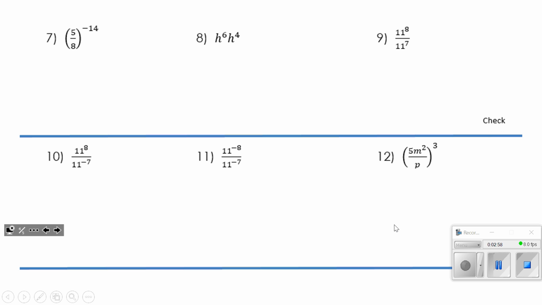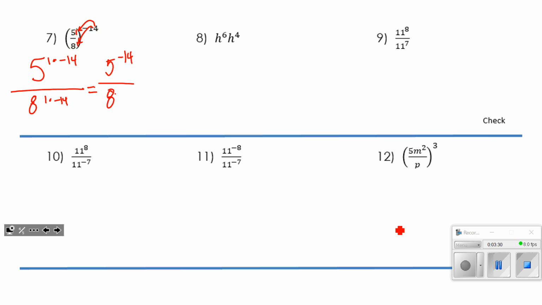Question number 7 is another power to a power, so we are going to multiply. We're going to apply this negative 14 to both of the exponents that we have. So we would have 5 to the 1 times negative 14 over 8 to the 1 times negative 14. That will give you 5 to the negative 14 over 8 to the negative 14.